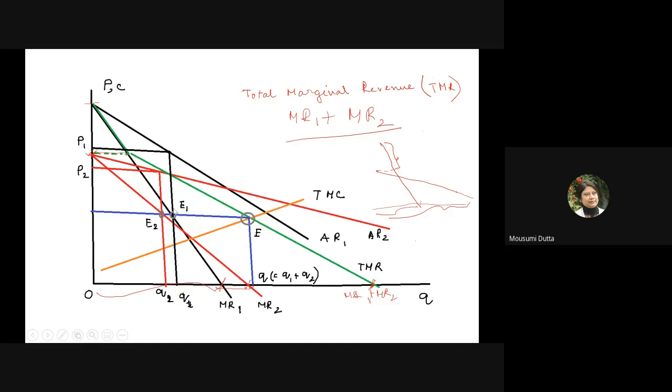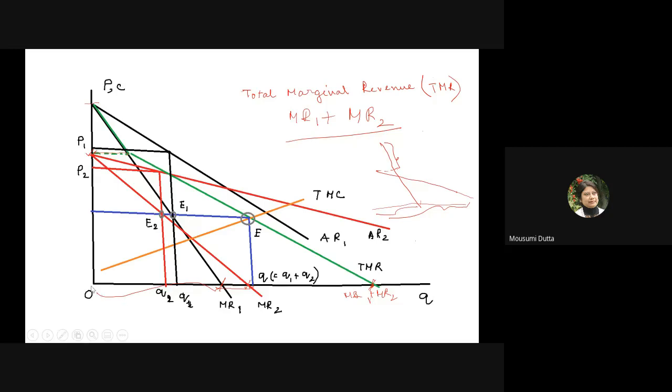First, we are marking Q1 star, extending this up to the demand curve and marking P1 star. Q2 star, extending this up to the demand curve and marking P2 star. So all done. I am getting the prices in market 1 and market 2. Okay, so what I am getting: how much will be sold in market 1, how much will be sold in market 2, what will be the price in market 1, what will be the price in market 2.